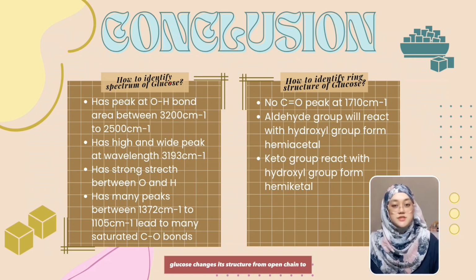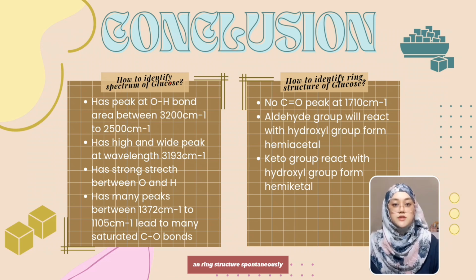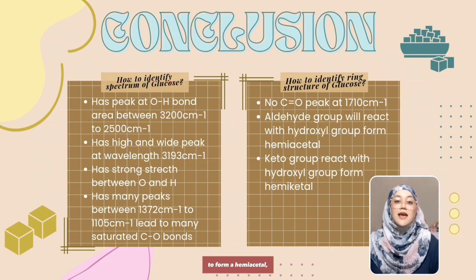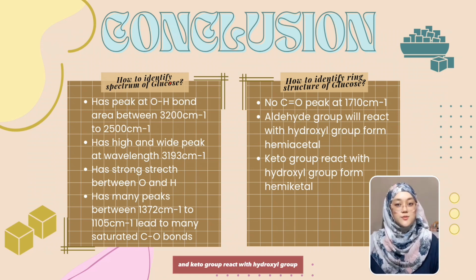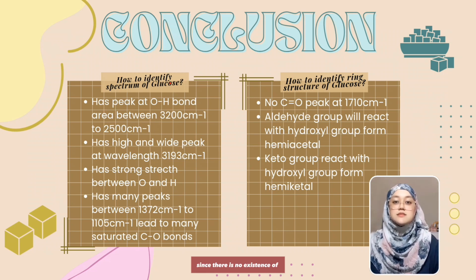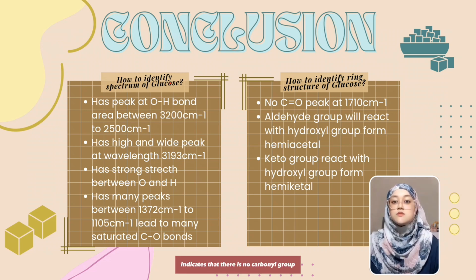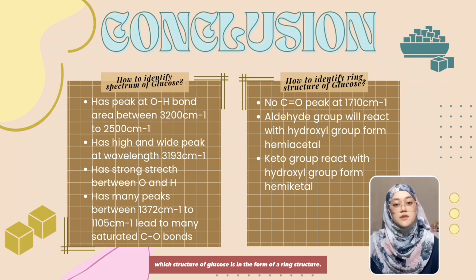Glucose can exist in the form of a ring structure or an open chain structure. Glucose changes its structure from open chain to ring structure spontaneously, where the aldehyde group reacts with the hydroxyl group to form a hemiacetal, and the keto group reacts with a hydroxyl group to form a hemiketal. Since there is no C=O peak at 1710, this indicates that there is no carbonyl group, which shows glucose is in the form of a ring structure.